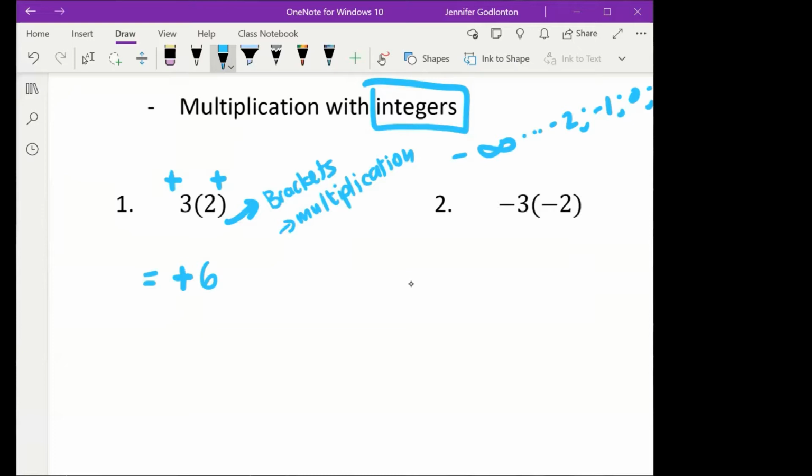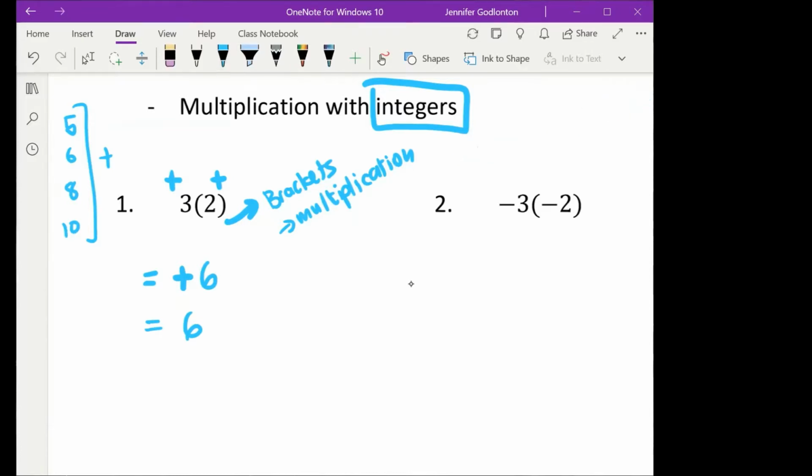Now, when we have a positive answer, we don't have to write that plus sign, because numbers are assumed to be positive. That's why we can write numbers like 5, 6, 8, 10. We know that all of those are positive numbers. So our answer here we can just write as 6. We know that when we multiply a positive and a positive, we get a positive answer. What happens when we multiply a negative and a negative? What type of answer am I going to get there? Am I going to get a negative answer or a positive answer?